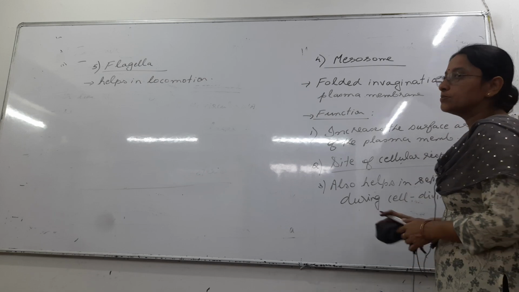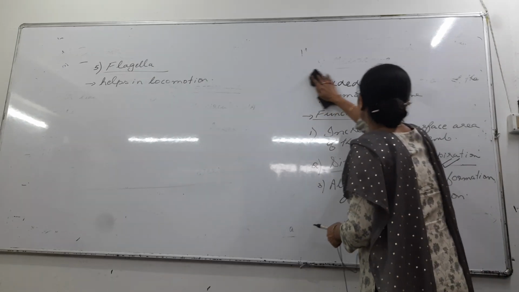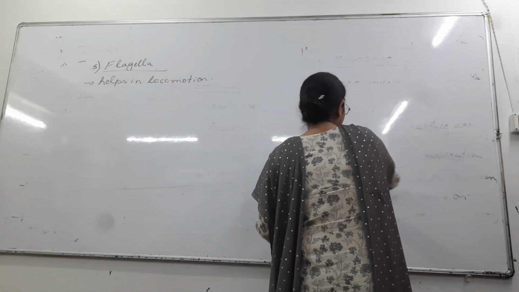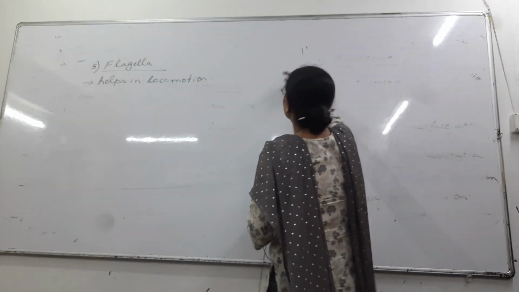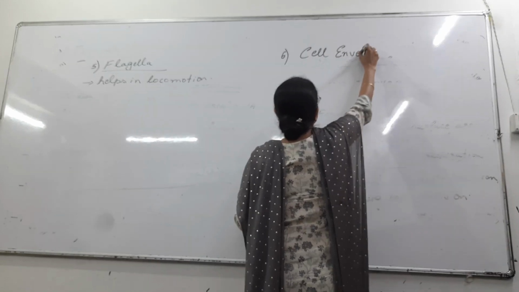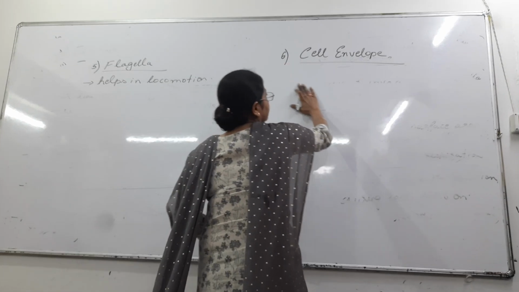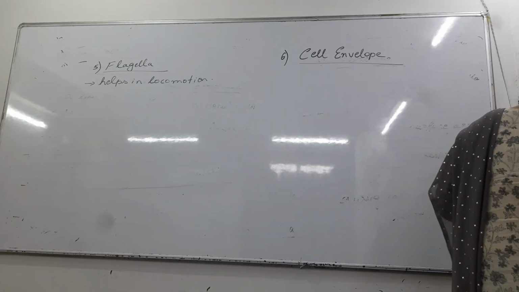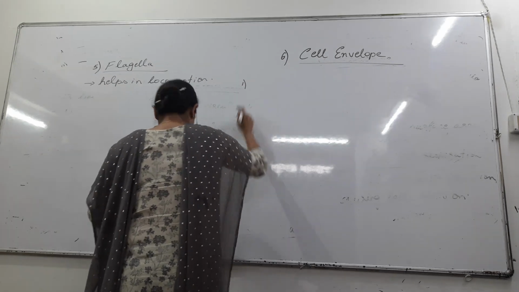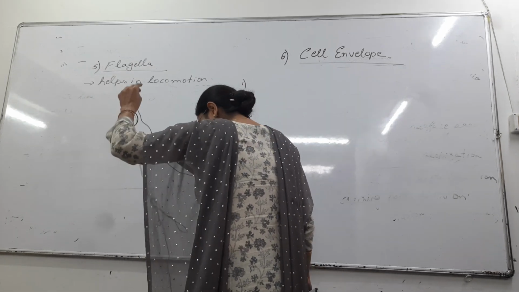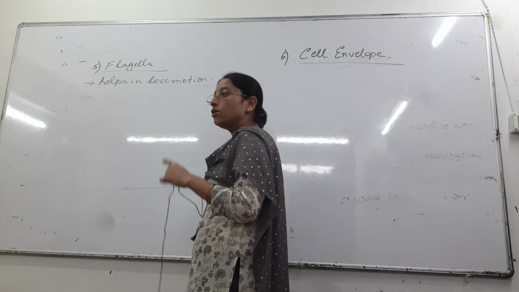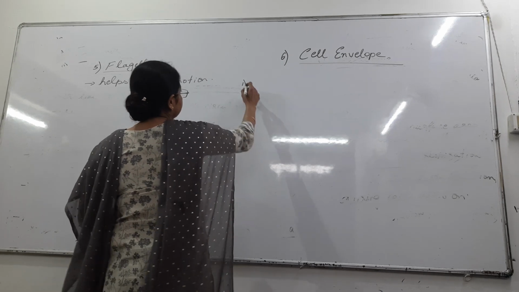Important, most important word is cellular. When we talk about cell envelope, in a bacterial cell, cell envelope is made up of how many layers? Generally 3 layers. What is the outermost layer? Capsule. Right?